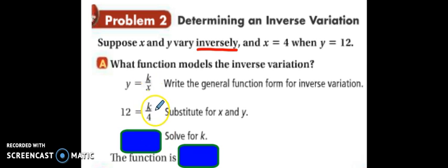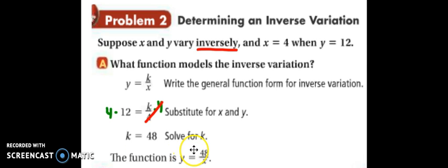To solve this equation, I'm going to multiply each side by 4. And these two will cancel out. And then I get k equals 48. And it said that it varies inversely, so y equals 48 over x.